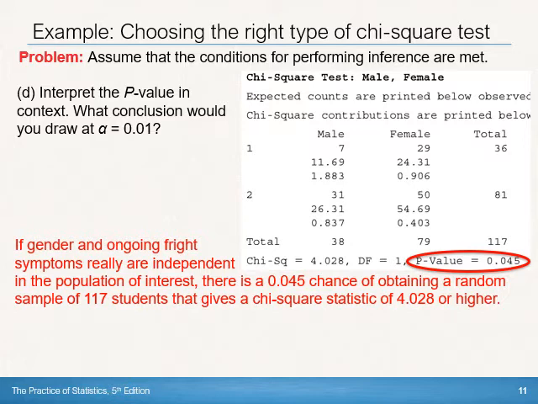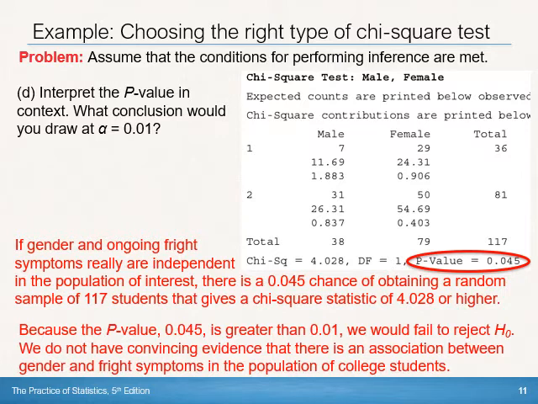All right, and so what would be our conclusion with an alpha level of 0.01? Because our p-value is greater than our alpha of 0.01, we would fail to reject the null hypothesis. We do not have convincing evidence that there is an association between gender and fright symptoms in this population of college students.